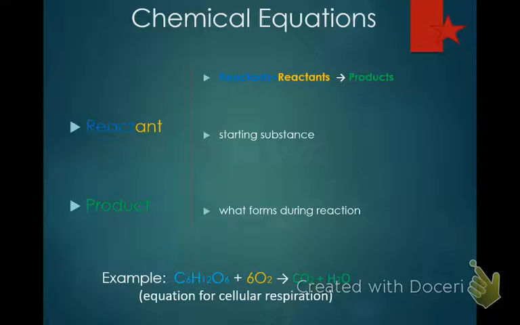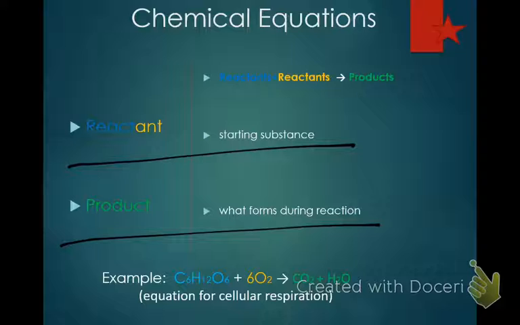So the reactant is the starting substance, and the product is what forms during the reaction. So here's an example for cellular respiration. This is glucose, C6H12O6, plus 6 oxygen becomes CO2 plus H2O.